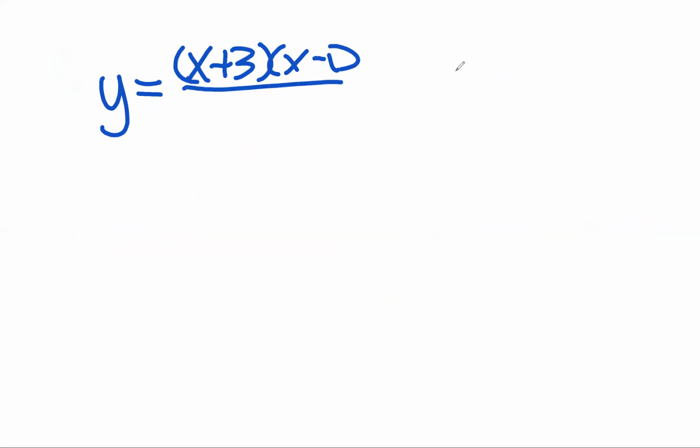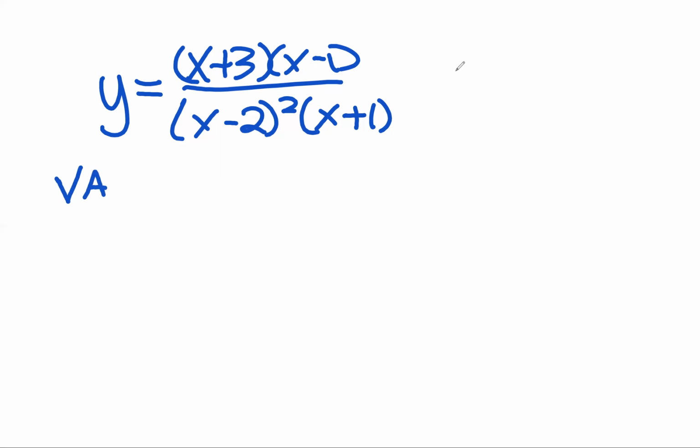All right, what if I have something like y is equal to x plus 3 over x minus 1 times x minus 2 squared times x plus 1? The degree of the bottom is bigger than the degree of the top. So the horizontal asymptote is going to be at 0 again. The EBA would be at y is equal to 0.